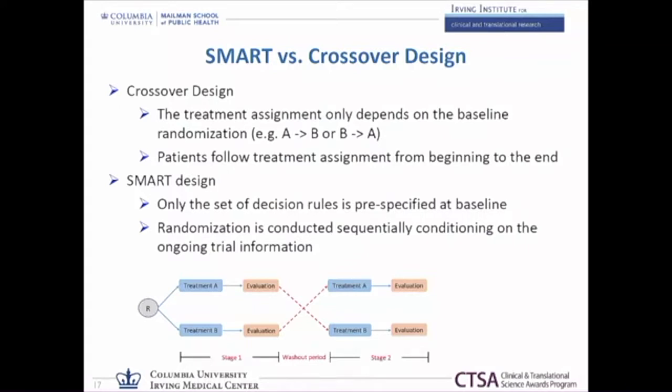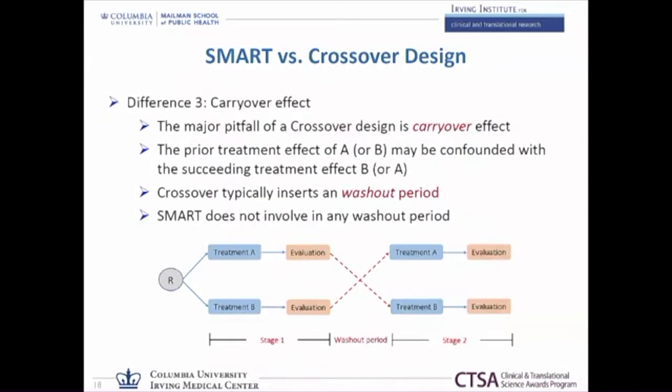However, in SMART, the story is totally different. Only the set of decision rules about how to assign the treatment is pre-specified at baseline, because the randomization is conducted sequentially at the beginning of every stage. So until the last decision is made, it is unlikely to know what kind of treatment sequence each patient follows. Also, the major pitfall of crossover design is something called carryover effects, where the prior effect of treatment A or B can be confounded with the succeeding treatment effect of B or A.